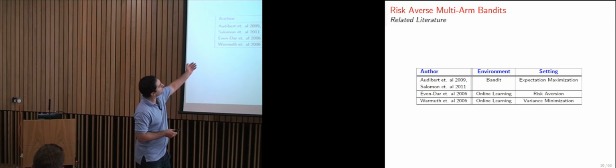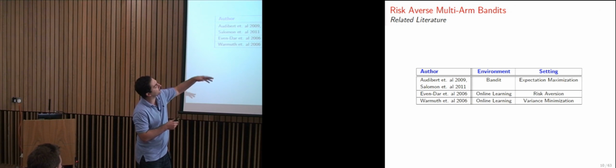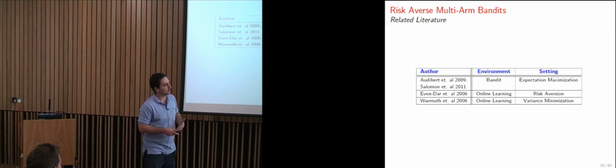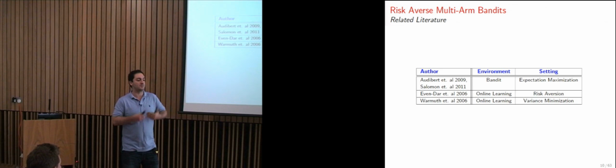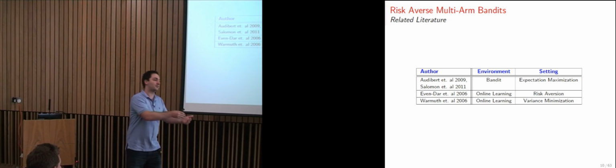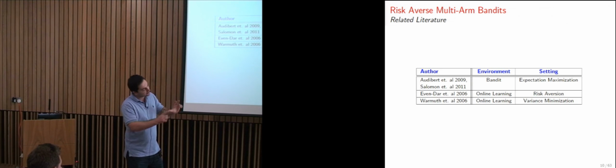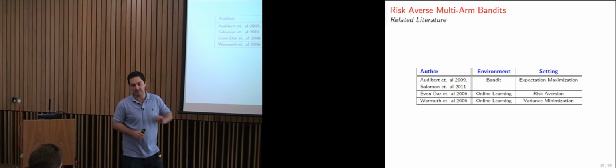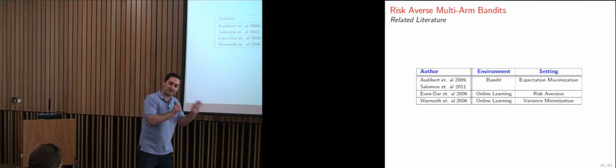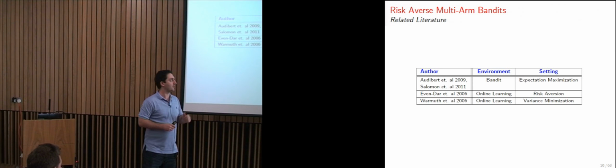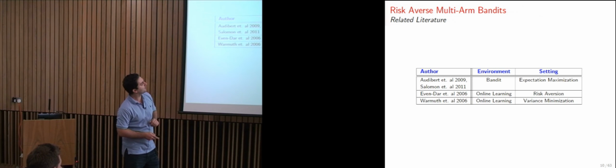And then the Warmuth paper is an online learning paper as well, and this is on variance minimization. So the goal of this paper was to attempt to find the minimum variance online, and you receive a covariance matrix, you give a set of weights and a vector, and you try to find the vector eventually that gets you the minimum variance. And they found a positive result in there.